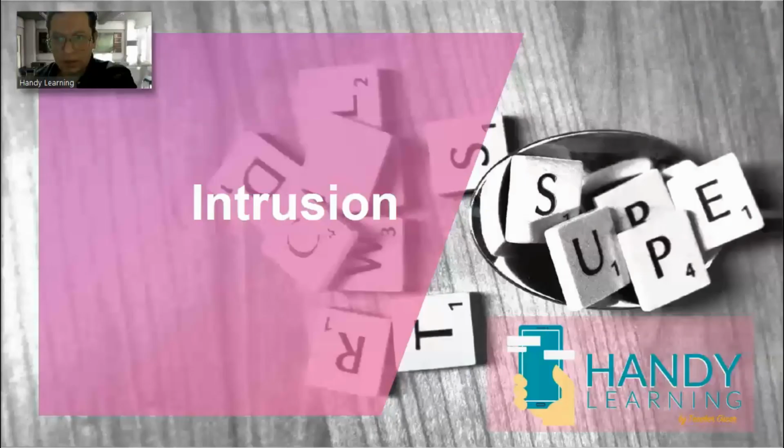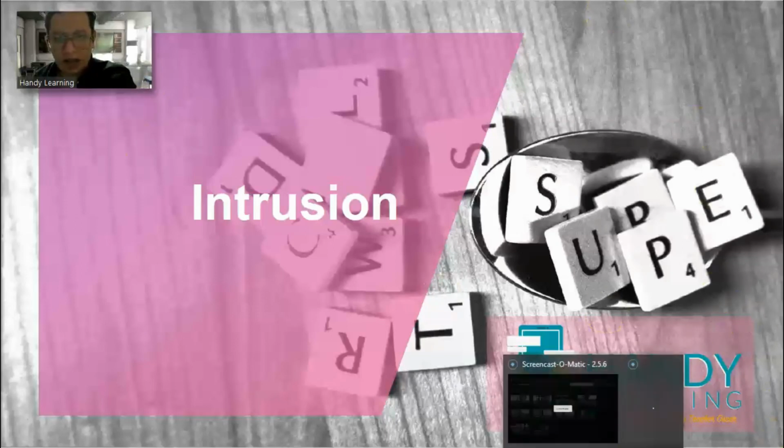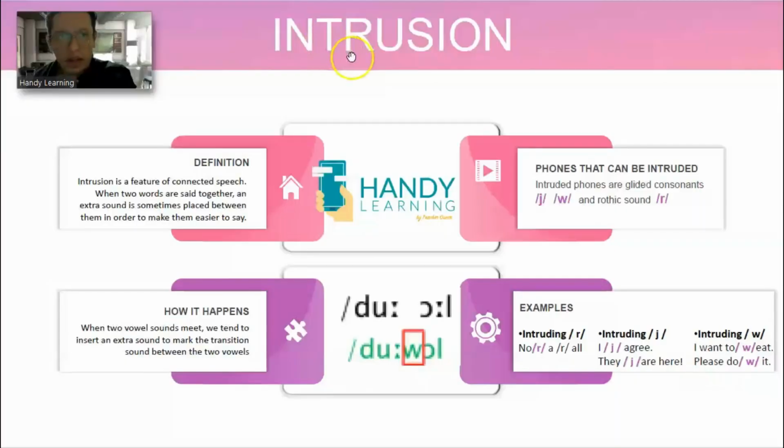Let's go on to the next example. The next feature of connected speech. Intrusion. Intrusion is when we're speaking and connecting words, we intrude sounds into the middle of two words in order for them to sound more natural. Before I say the examples, I will say which phones are the ones that are intruded. These phones are /r/, /j/, and /w/. These phones can be intruded into sentences just like the examples are explaining.